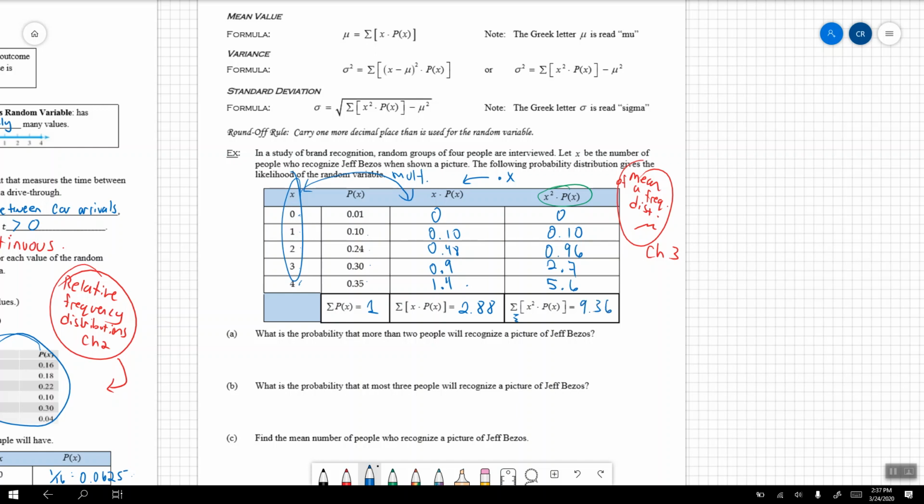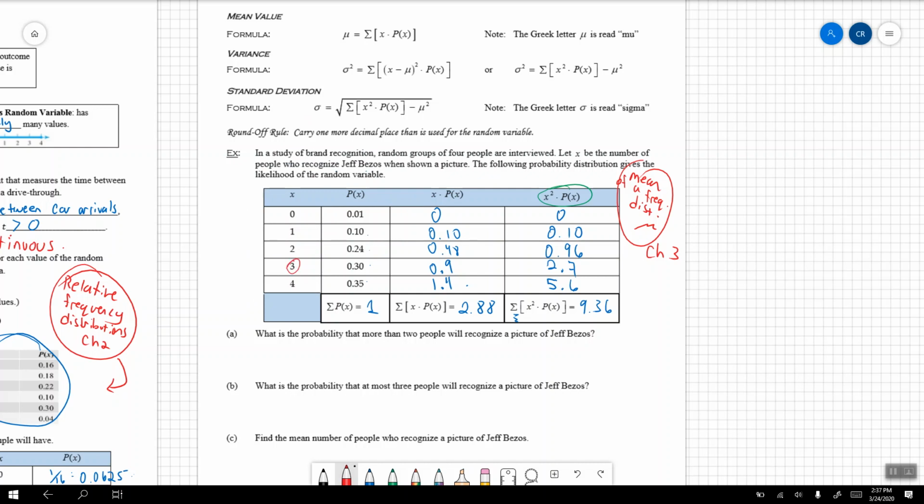Nice. So in order to fill this table in, we had to go through a little bit of algebra work. Not too bad, but now we have to answer the questions. Part A says, what is the probability that more than 2 people will recognize a picture of Jeff Bezos? So the probability of more than 2 people. Now I'm going to erase some of this here. More than 2, strictly more than 2.